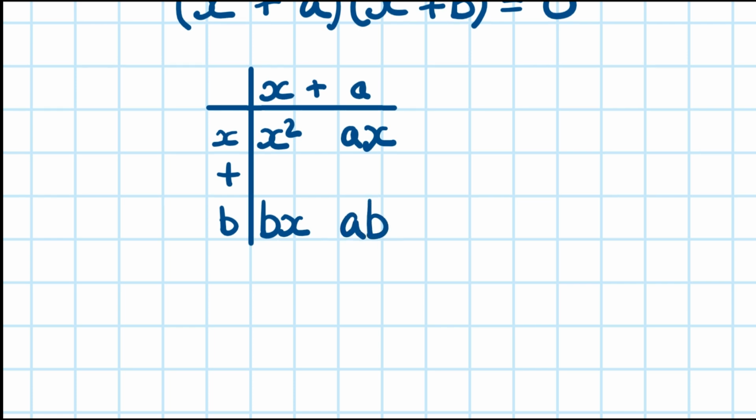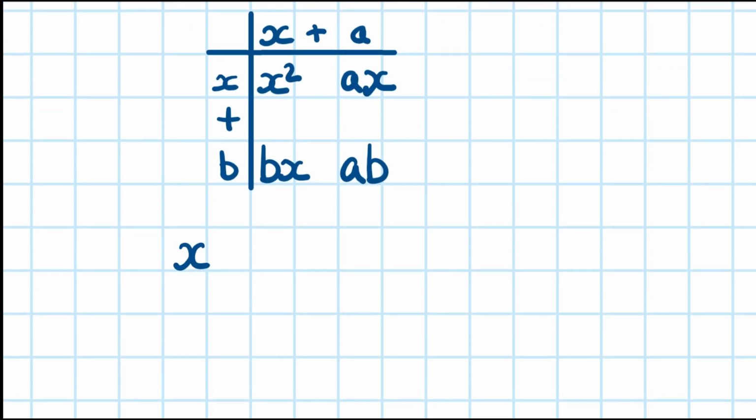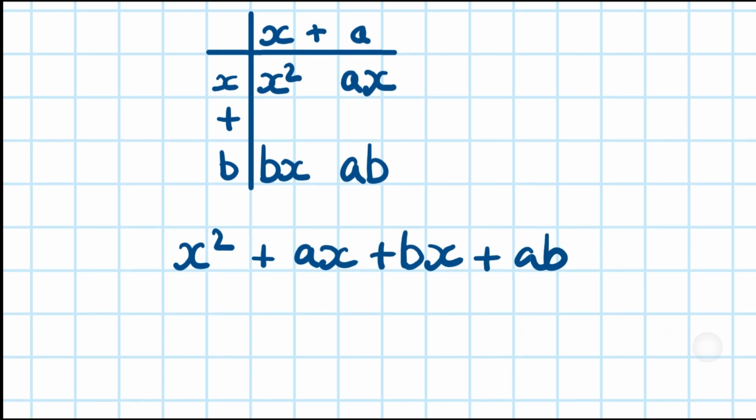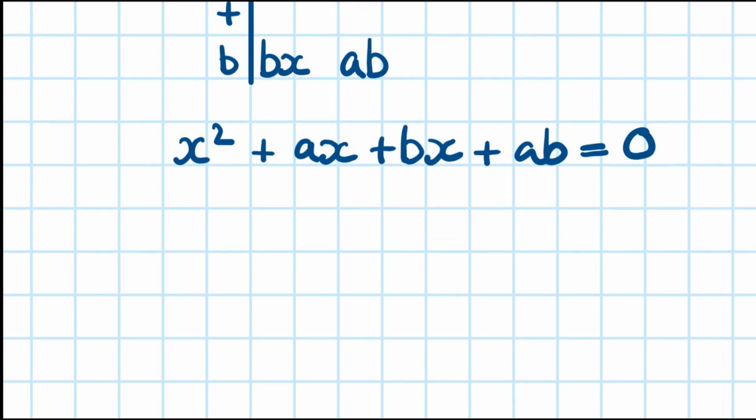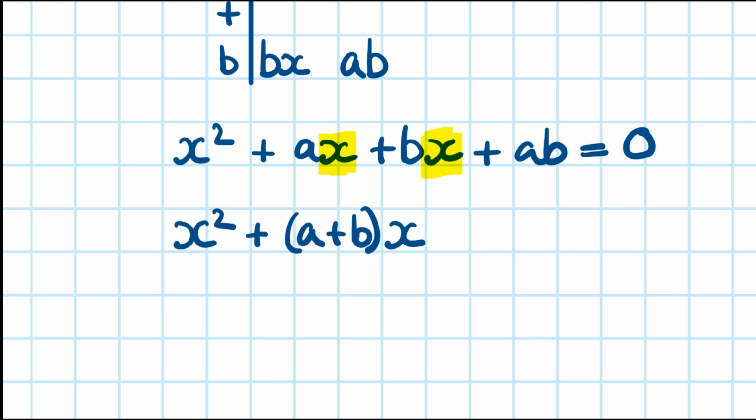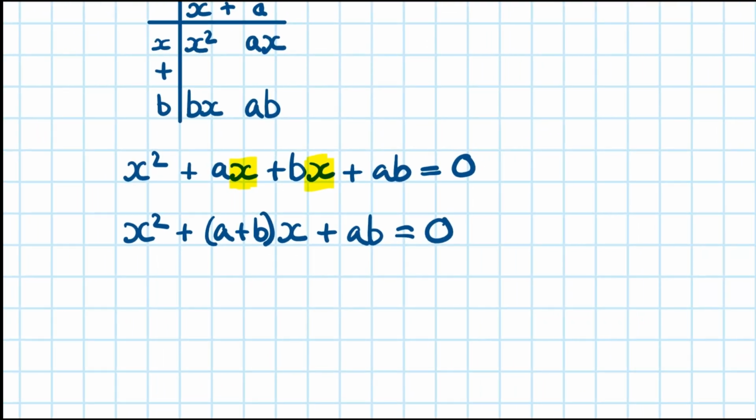When we write this all down, we're going to end up with x squared plus ax plus bx plus ab equals 0. As you can see, these both are just x terms, so we can factorise an x from that. So we're going to do x squared plus (a plus b) x plus ab. Okay? Now that we've got that, we can look back at our original example.